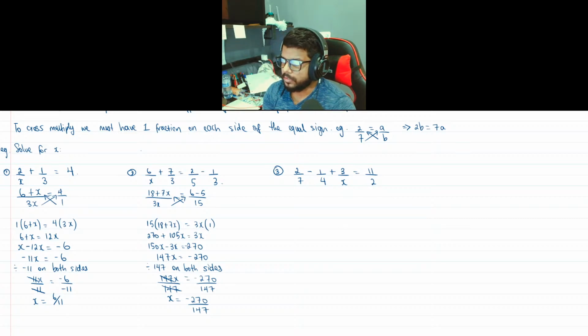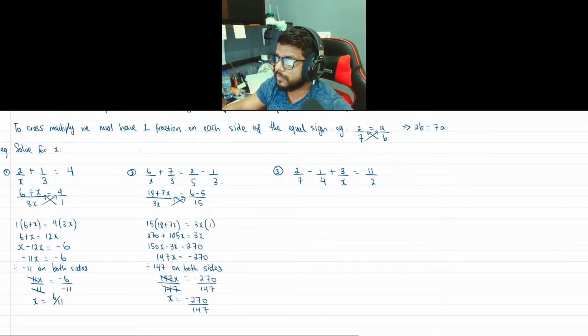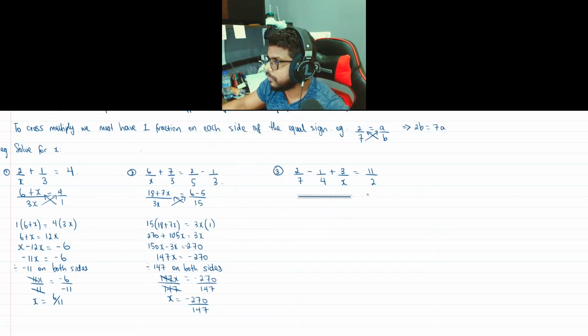I'm going to find the LCM on the left and express those 3 fractions as 1 fraction. No problem with that. Let's go ahead and do that. I'm going to do this question one of two ways. I'm going to find my LCM on the left, is equal to 11 over 2.